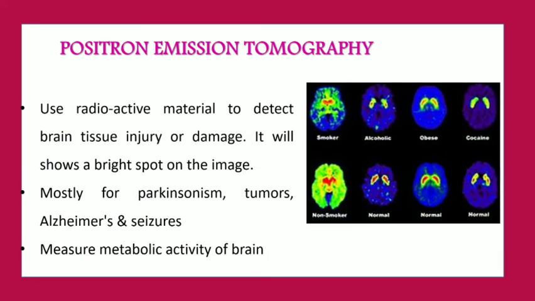Positron emission tomography, also known as PET scan, is a functional imaging technique that uses a radioactive substance known as radiotracers to visualize and measure changes in metabolic processes and in other physiologic activities such as blood flow, regional chemical composition, and absorption. It will show a bright spot on the image, mostly used for Parkinsonism, tumors, Alzheimer's, and seizure.